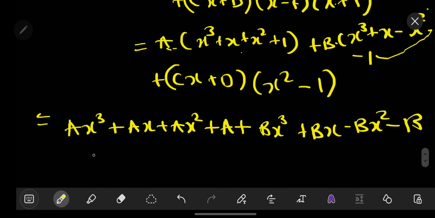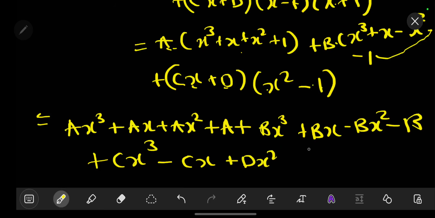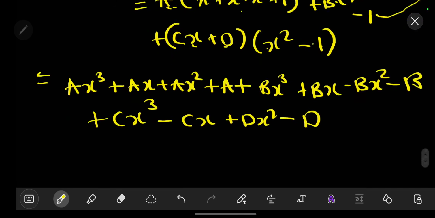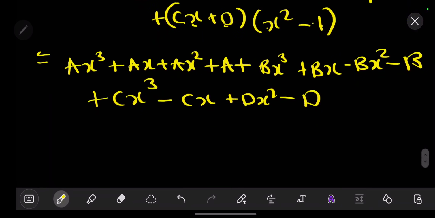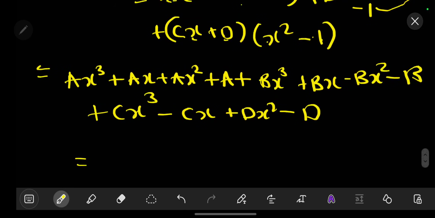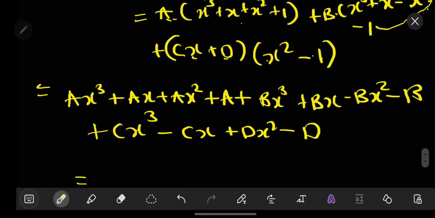Then we are going to continue plus, if I am to multiply direct, this one will be cx times this, it will be cx to the power 3. Cx times this, we are going to get cx. D times x squared, we are going to have dx squared. D times negative 1, it will be minus our d, like that. So what we have is, let's see, are there any terms that can be simplified? So there's nothing that can be simplified. From here, let's just finish the question.